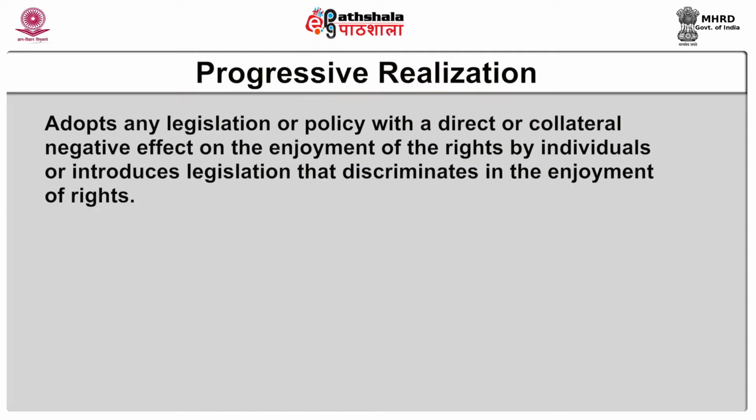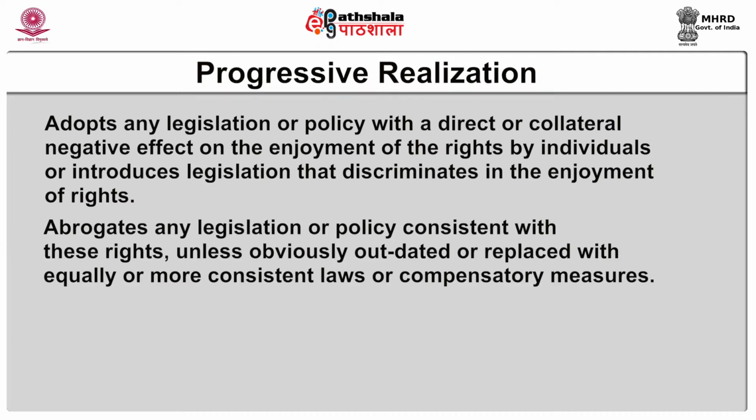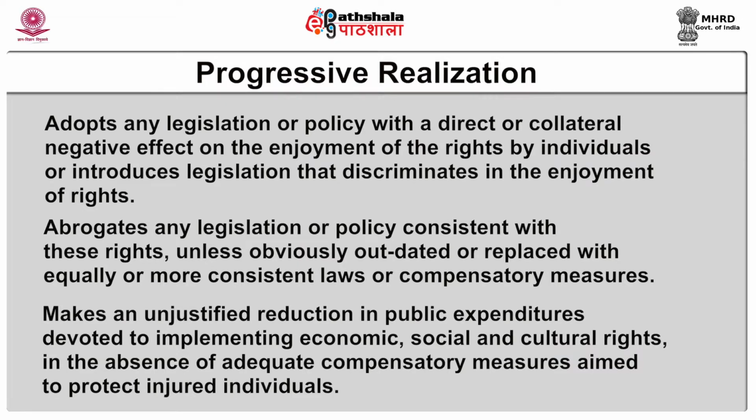This may occur, for example, if a state A, adopts any legislation or policy with a direct or collateral negative effect on the enjoyment of the rights of individuals, or introduces legislation that discriminates in the enjoyment of rights. B, abrogates any legislation or policy consistent with these rights unless obviously outdated or replaced with equally or more consistent laws or compensatory measures. C, makes an unjustified reduction in public expenditures devoted to implementing economic, social and cultural rights in the absence of adequate compensatory measures aimed to protect injured individuals.